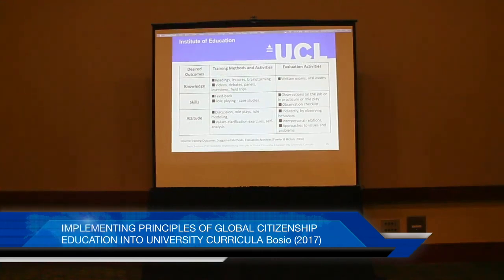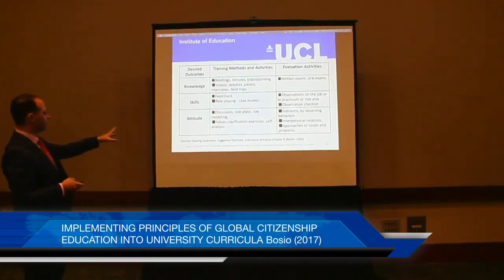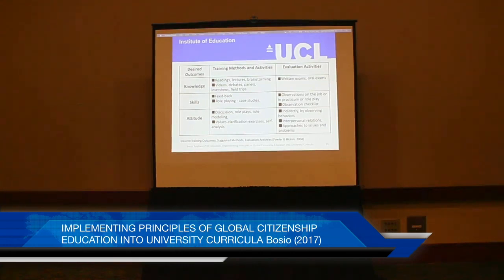Okay? So here I put some examples of how we can work concretely in the classroom to foster, for example, let's say, attitudes that I like, because we don't have time to go through all of them. But through discussion in the class, role plays, role modeling, values clarification exercises. I had one, but I realized that we didn't have time to go through that, so I can show you privately. Self-analysis is also very important. And then we can evaluate this in many ways, for example, by observing behaviors of our students, right? This is a big indication.